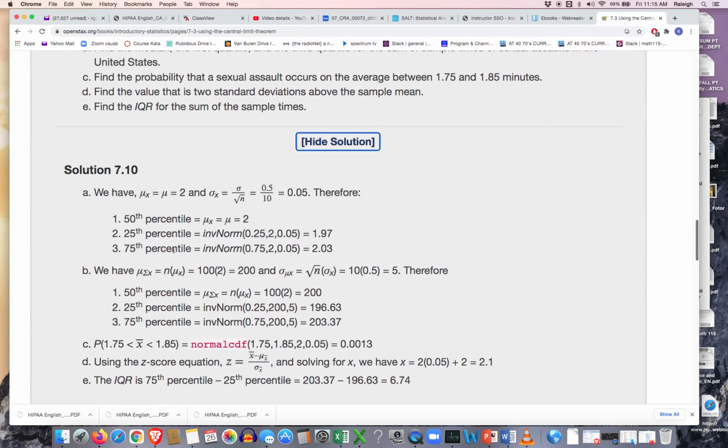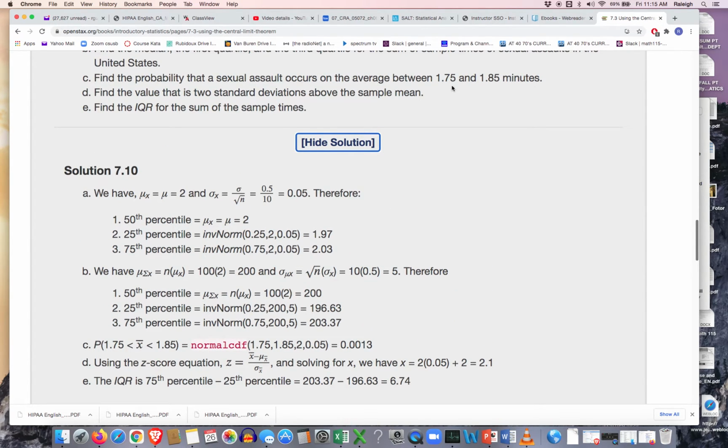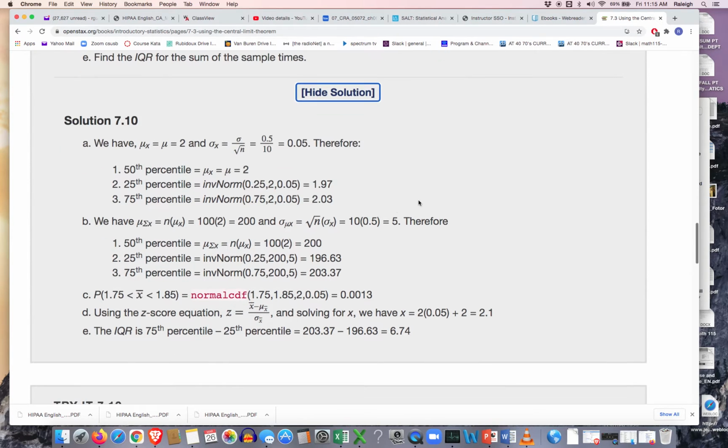So C asked us for the probability that an assault occurs on average between 1.75 and 1.85 minutes. And the calculator makes it look very easy: minimum, maximum, mean, and standard error, the standard deviation with the square root of n involved. And that's a very small percentage. We're taking a razor-thin slice of this particular curve. I wish I could show it to you. But because the standard deviation is so tiny, we just haven't found very much left over there. This is on the far left side of the curve, even though it doesn't look like it. Because we had 100 people in our survey, it's so centralized that if we try to move it away from the center, it just isn't going to be there anymore, which is why it's very close to zero.